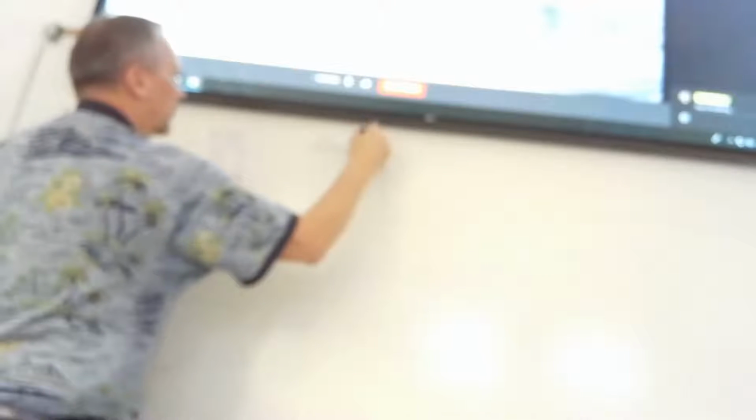Okay. All right, another graph that you should know. F of x equals x to the fourth. Does anyone know what that looks like?